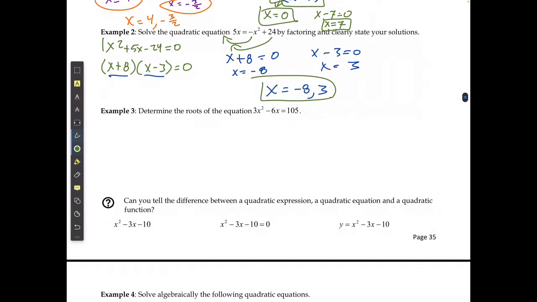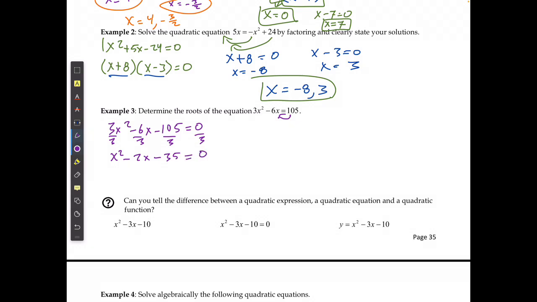For the third example, I'm going to start by doing the same process. X squared is already positive, so I'm going to move this constant across because I like dealing with the positive x squareds. And I'm going to say that I have 3x squared minus 6x minus 105 is equal to 0. These all have a common factor of 3. So I'm literally going to divide both sides by 3, or divide every single term by 3, which is going to leave me with x squared minus 2x minus 35 is equal to 0, since 0 divided by 3 is still just 0.